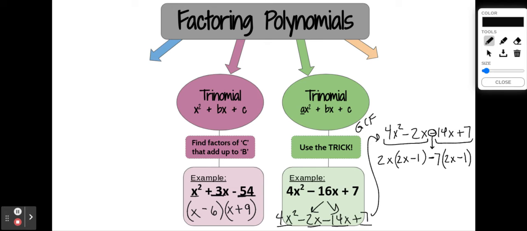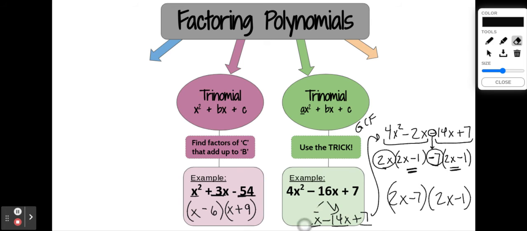the positive 7. Now, do you remember how what's in the parentheses here should be exactly the same if you did this right? And that's one of the factors. And then the other factor is what's on the outside of the parentheses. And in this case, it would be 2x minus 7. And now these are the two factors.